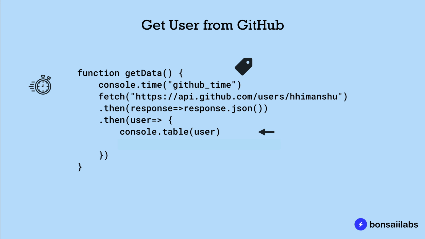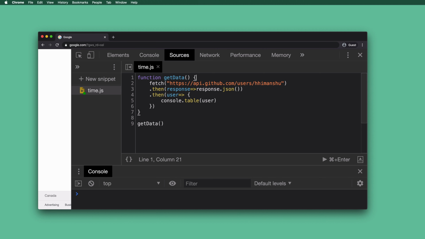In our case, we want to stop the timer when we have access to the data, right after we print it on the console. So, we use another method called timeEnd available on console. This method needs the label that was attached to the timer, which in our example is GitHub_time. Once the timer is stopped, the elapsed time is automatically displayed in the web console. Let's see that in action.